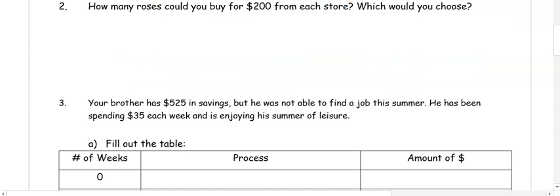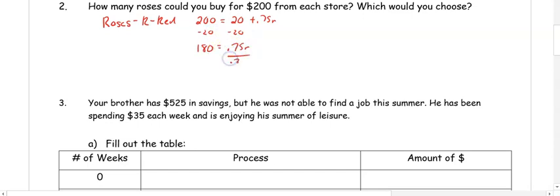So now we want to look at how many roses we can buy for $200. So for Roses Are Red, we're going to put 200 in for the cost. So 200 equals 20 plus 0.75 R. We can subtract 20 from both sides. 180 is equal to 0.75 R. When we divide by 0.75, we get that R is going to be 240 roses.